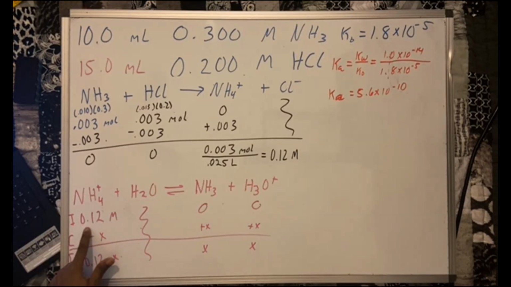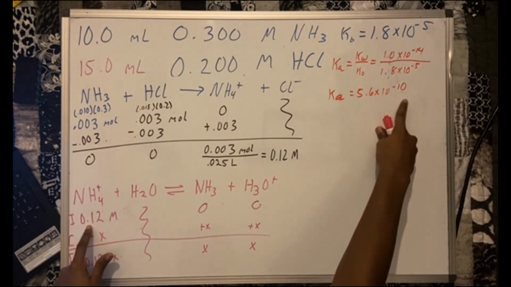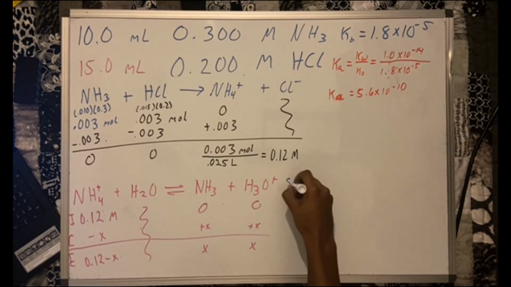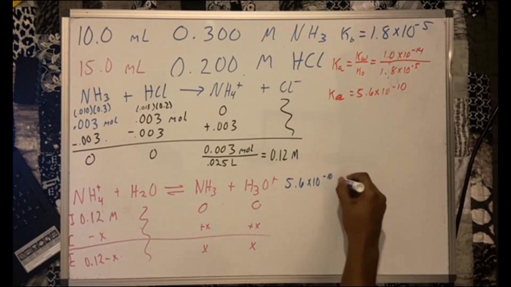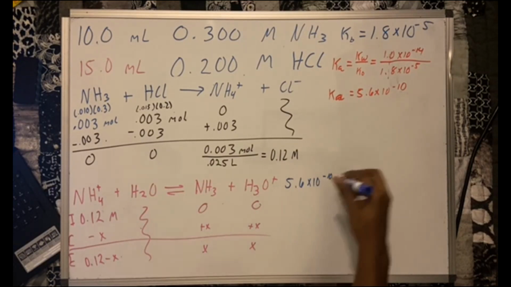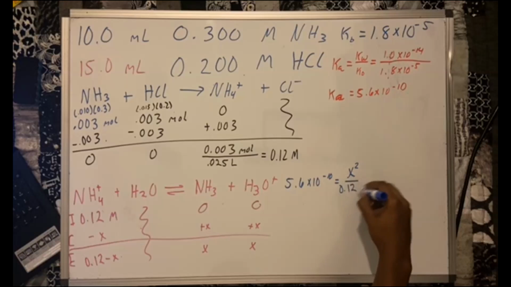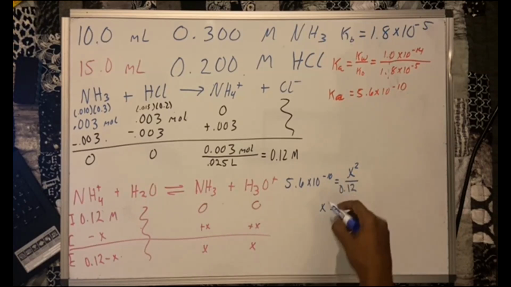Okay. 10 to the minus 10, right? So I can make my X a small assumption again. Let's do that. So I'm going to say that 5.6 times 10 to the negative 10 equals my X squared over 0.12. Again, I'm just ignoring the minus X from down there. So my X becomes something.